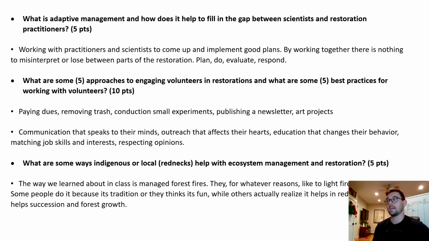Other people knew that, hey, when we burn the woods, we get rid of snakes and ticks and fleas and stuff like that. And some other people actually knew, hey, forest fires used to happen all the time. That Native Americans did it. So, why? Oh, it helps primary succession and forest growth.